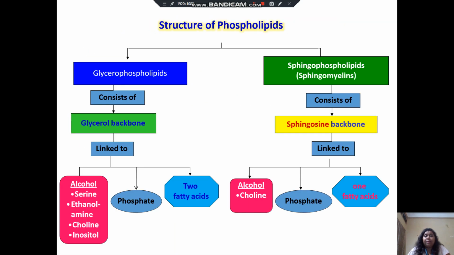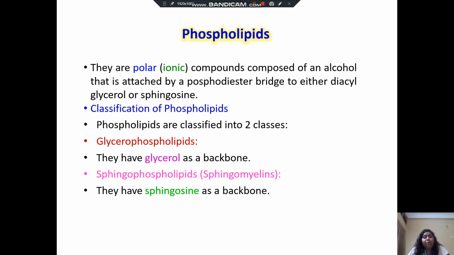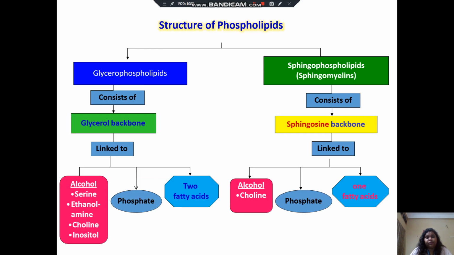So now discussing phospholipids. They are polar or ionic compounds that are composed of an alcohol that is attached by a phosphodiester bridge to either diacylglycerol or sphingosine. Now the classification of phospholipids. Phospholipids are classified into two classes. That is glycerophospholipids, which have glycerol as a backbone, and sphingophospholipids, that is sphingomyelins, which have sphingosine as a backbone.